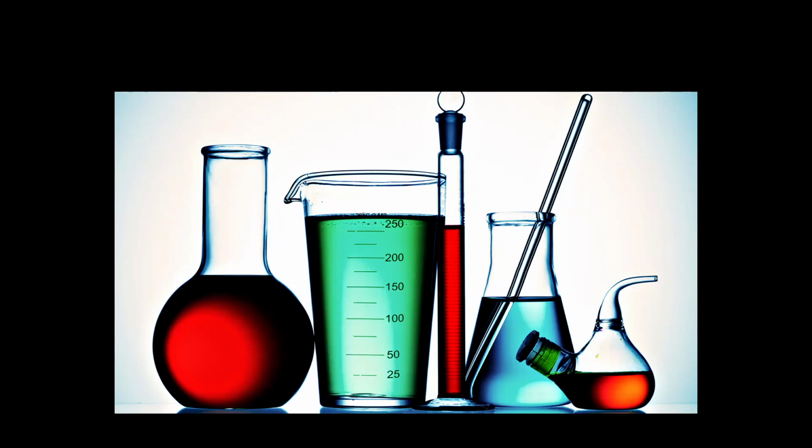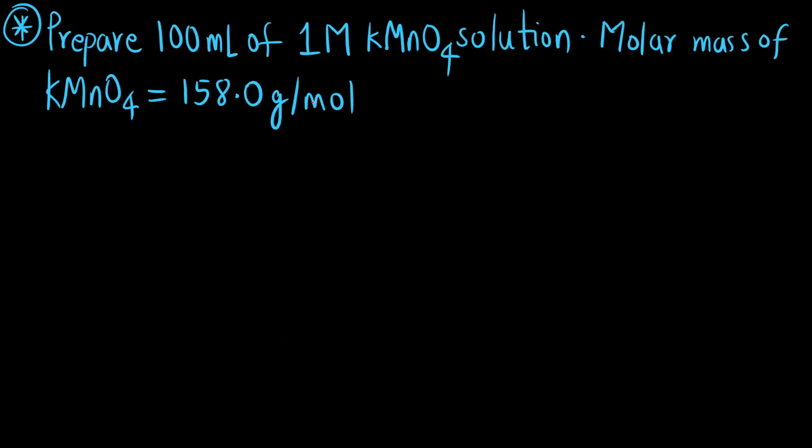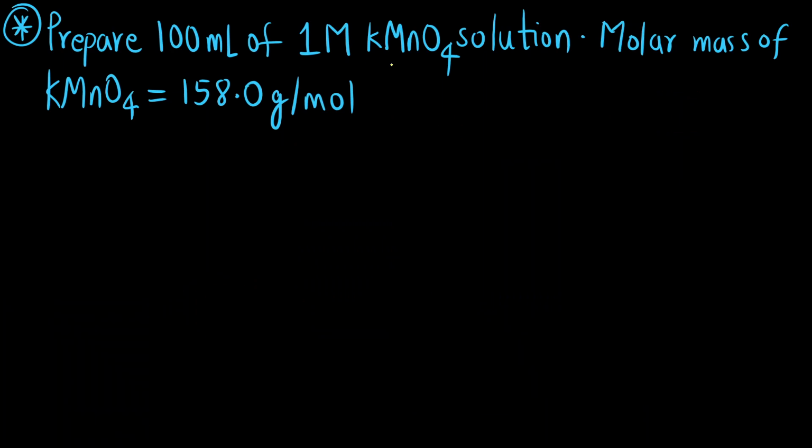In today's video, we are going to learn how we actually prepare a solution in a chemistry lab. So here is an activity that is given to us: we have to prepare 100 ml of 1 molar solution of potassium permanganate, or KMnO4. The molar mass of KMnO4 is given to us, which is 158 grams per mole. So for that we have to do some calculations.